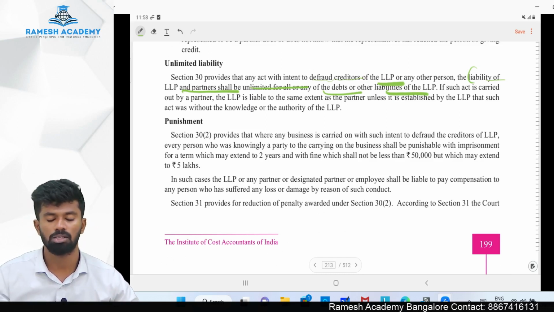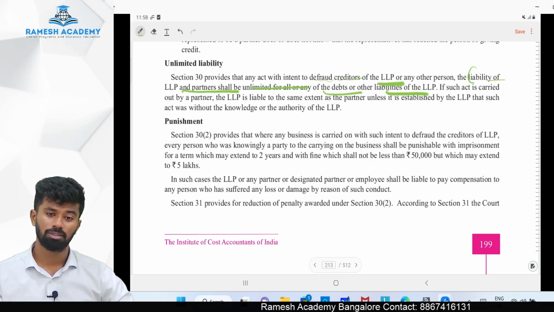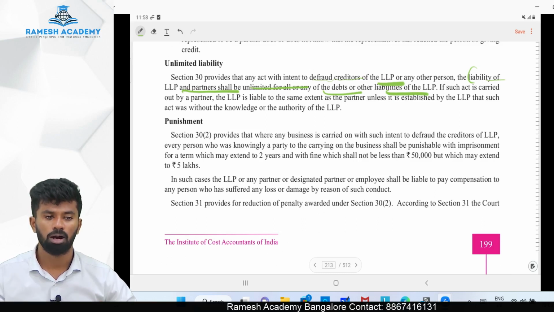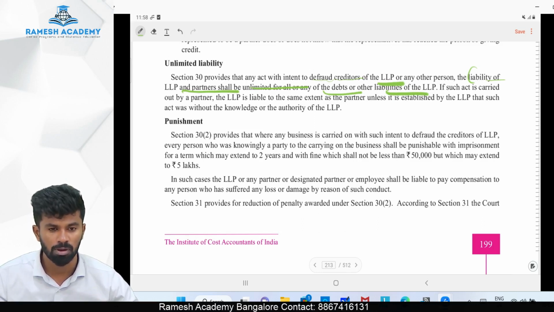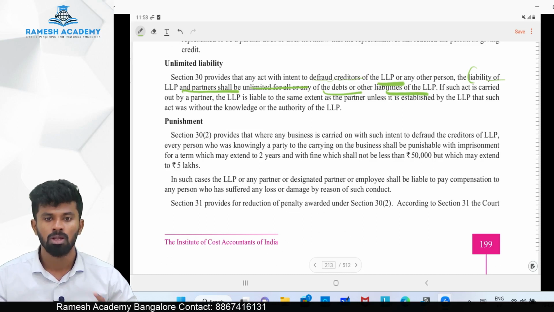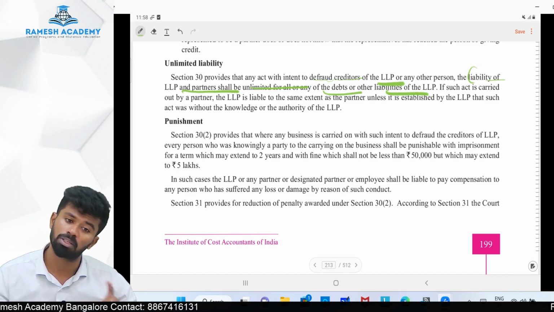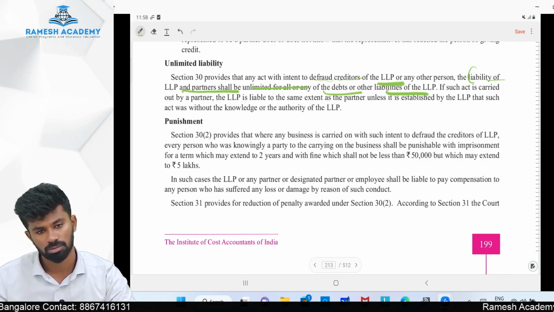In an LLP the partners' liability is limited, only if the partnership firm, that is the limited liability partnership firm, is not formed with the intent to defraud the creditors. In that scenario, all the partners will be held responsible even personally, because their liability becomes unlimited.